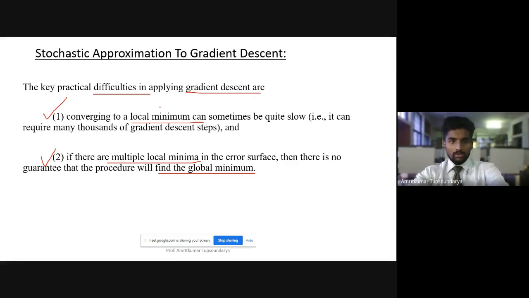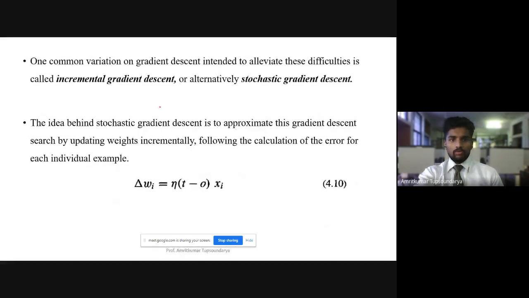So how can we resolve these difficulties and bring out a better solution? There we saw how we can make use of stochastic gradient descent. One common variation intended to alleviate the difficulties is called incremental gradient descent, or in other words, stochastic gradient descent. The idea behind it was to approximate the gradient descent search by updating weights incrementally, following the calculation of error using this formula.